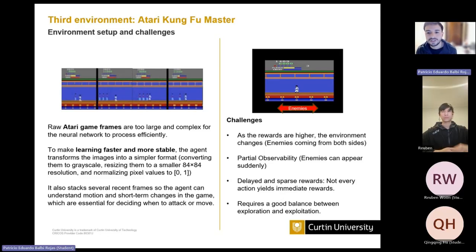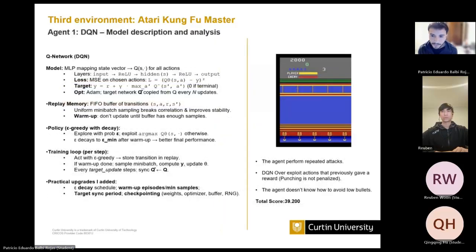The challenges of this environment are that the enemies are coming from both sides, but that only starts when the rewards are higher. So the environment is dynamic, it changes. The other thing is the environment is partially observable because the enemies can appear suddenly from any side. Also, the rewards are delayed because you don't receive any reward while you punch. You need to kill the enemy to get those rewards, so there's a bit of a delay. And it also requires a good balance between exploration and exploitation.